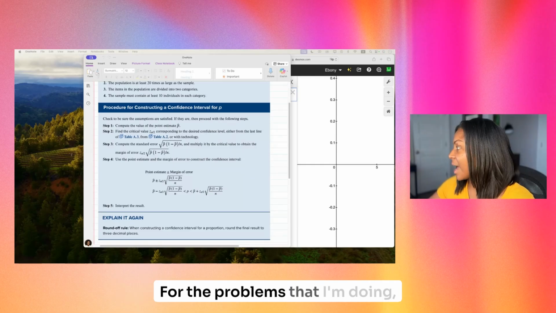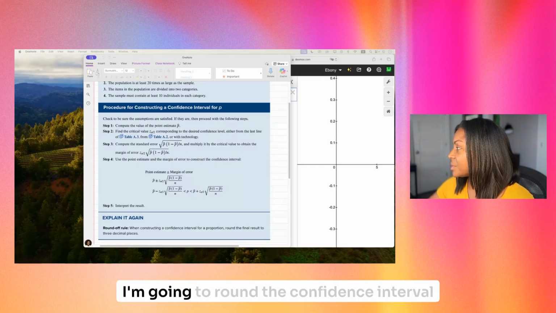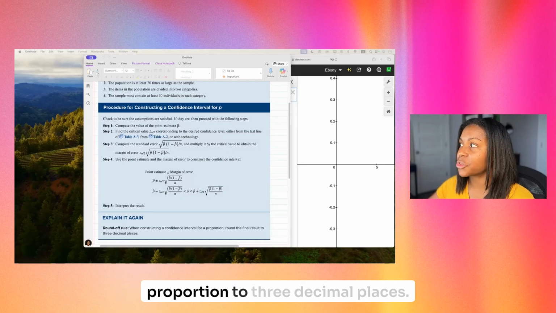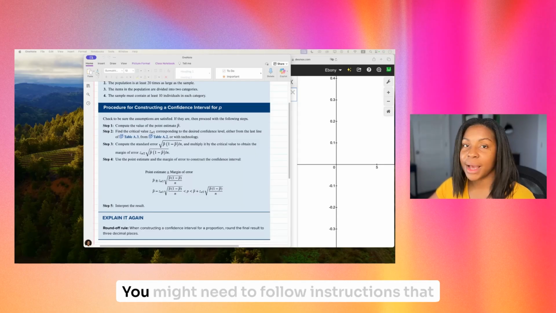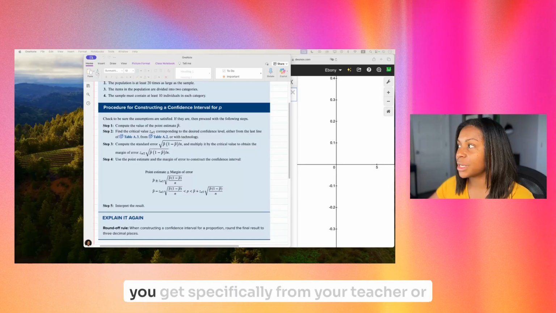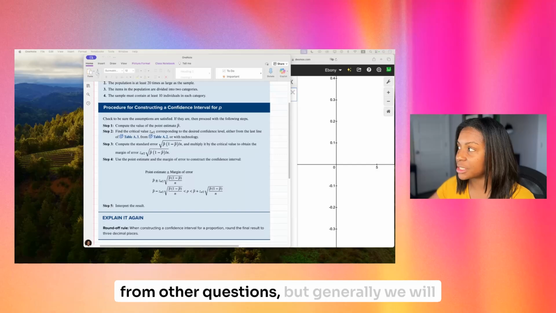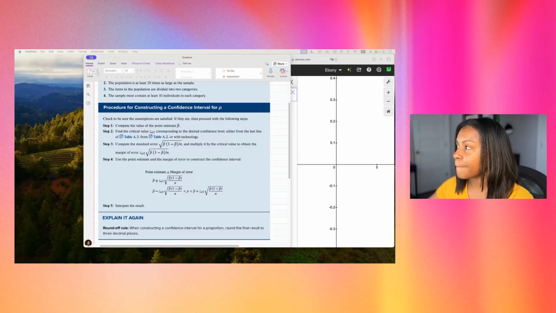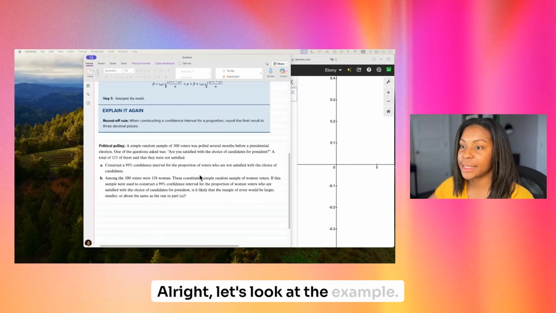For the problems that I'm doing, I'm going to round the confidence interval proportion to 3 decimal places. You might need to follow instructions that you get specifically from your teacher or from other questions, but generally we will do the 3 decimal round off rule. All right, let's look at the example.